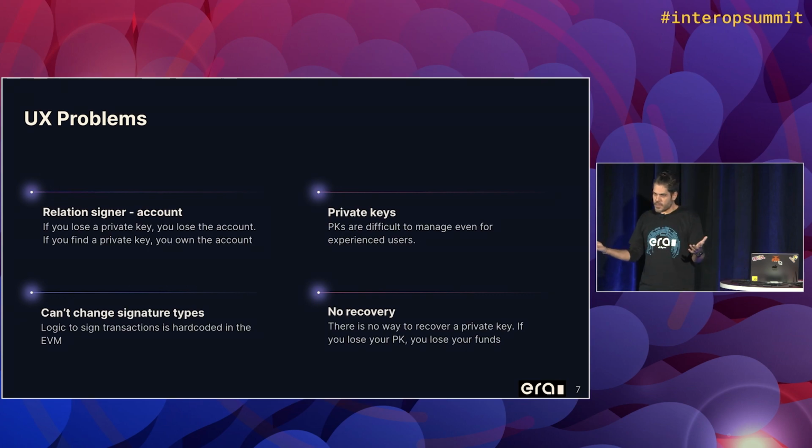So this is causing some issues right now. The bigger one is that this relationship between the signer and the account means that basically if you lose your private key, you lose your account. And if for whatever reason someone finds a private key, they will own the account that's related to it. So this relationship between signer and account basically means that they are the same thing.